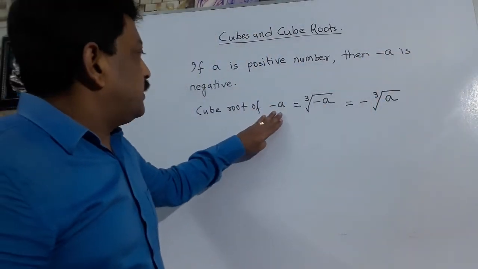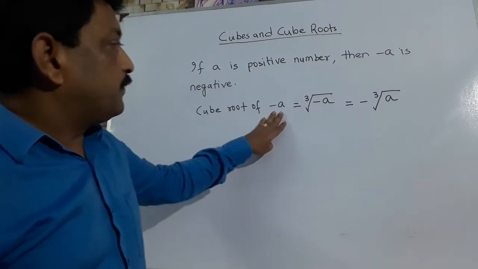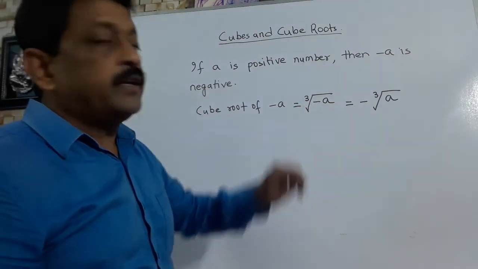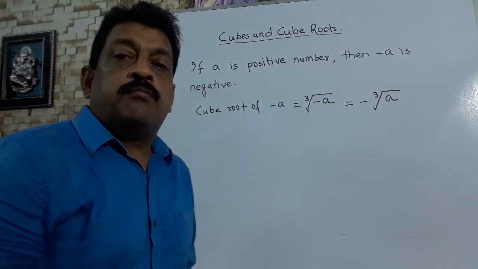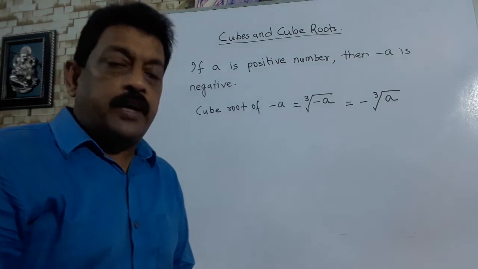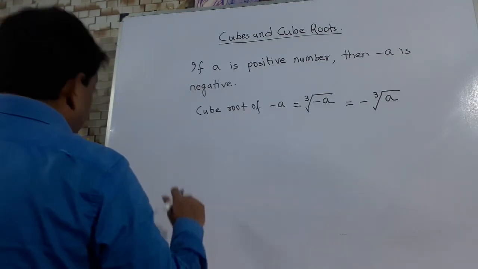If minus a is a perfect cube of a negative number, then the cube root of minus a is also written as minus of the cube root of a. Let me give you one example to show this.